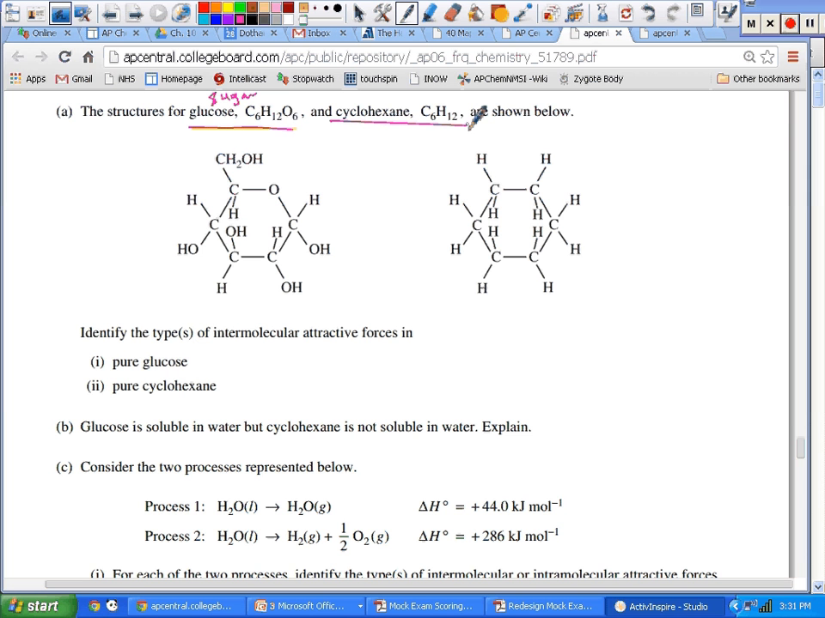Staring at the structure itself, what do you notice in terms of similarities and differences? Let's go with similarities first. They're hexagons. That's the first thing I want you to notice. Cyclo, what do you think cyclo means? It's like a circle, and hex means what? 6. So it's a hexagonal shape. Okay? So you have C6H12O6 and C6H12. That's a similar feature. Okay?